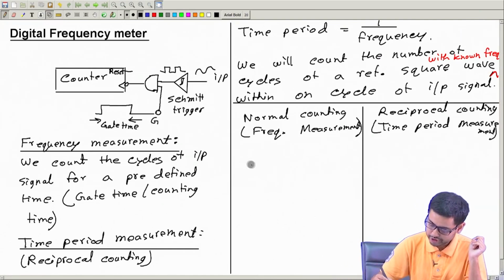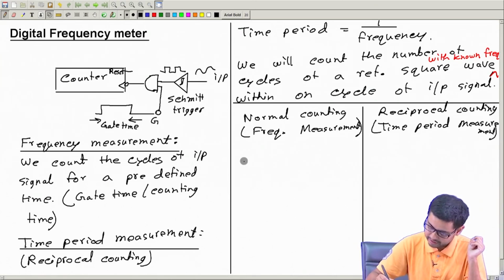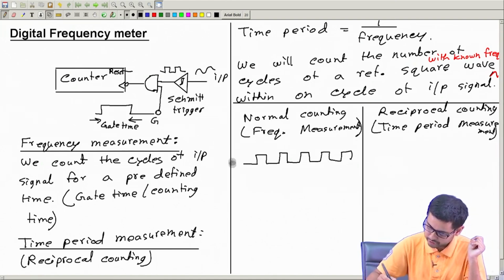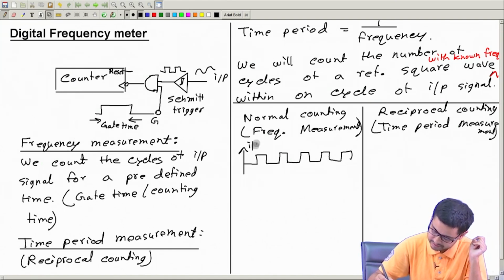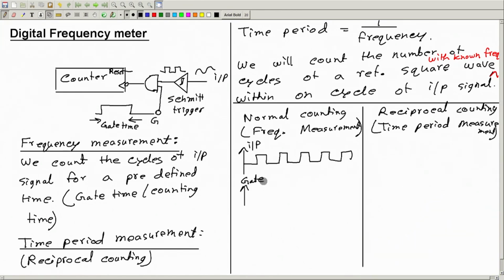Okay. So, what we do, in either case we have two signals. Here this is say input signal, okay, and so this is input, and we have another signal which you call the gate or G. This is on for a time and then it is off, okay, or like this.